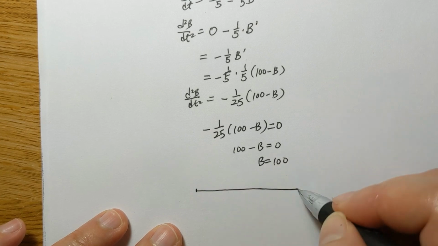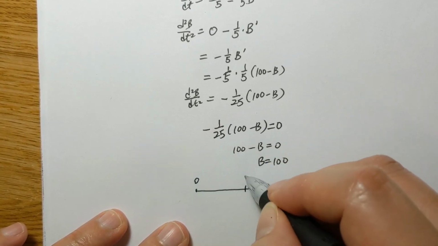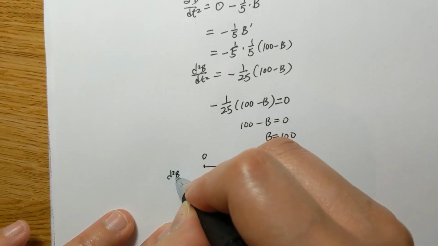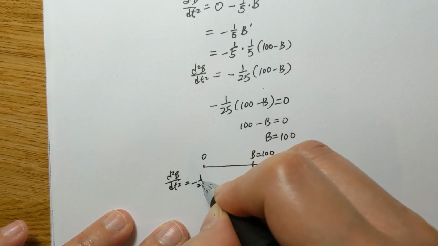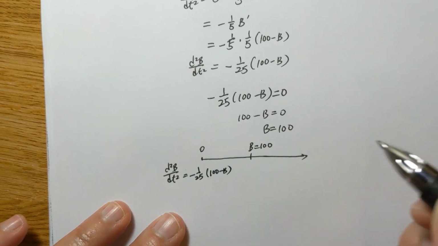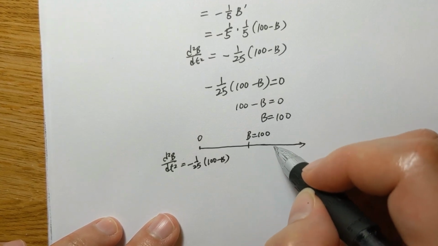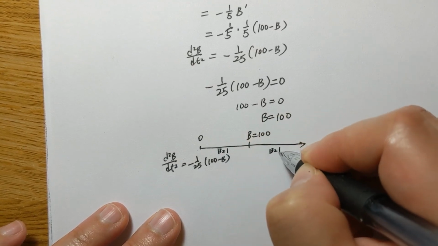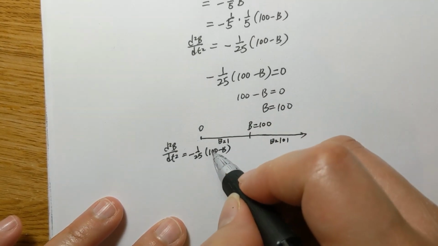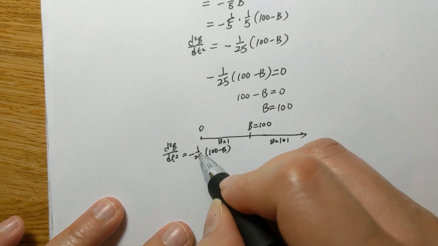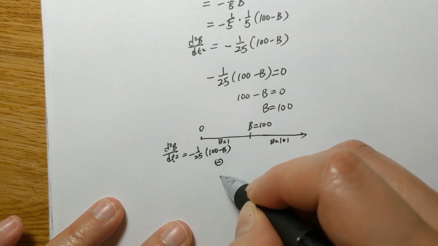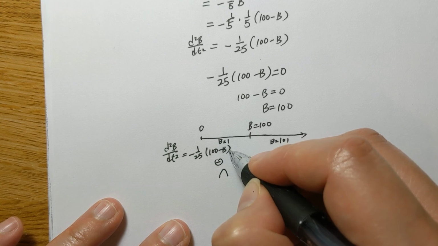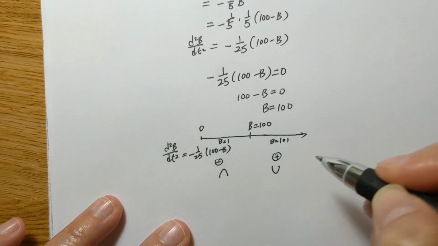So we have to check the concavity at B equal to 100. We have to use the second derivative to check the concavity. So I'm going to write it over here, this 100 minus B. Now I'm going to pick any number between 0 and 100 and then beyond 100. So I'm going to use B equal to 1 and B equal to 101. 100 minus 1 is 99. 99 times negative 1 over 25 will be negative, so it's concave down. For 101, 100 minus 101 will be negative. Negative times negative is positive, so it's concave up.